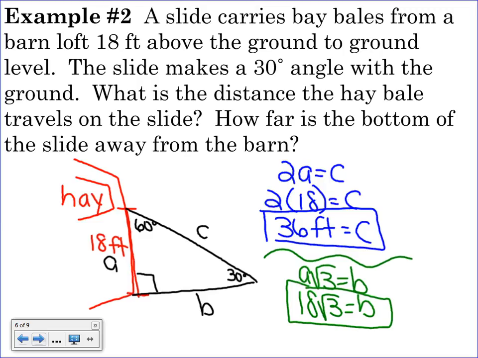So knowing one leg, trying to find the other, that's pretty easy. Unless, of course, it gives you B and you're asked to find A. Then you might have to divide by a radical. But for now, that's pretty easy.